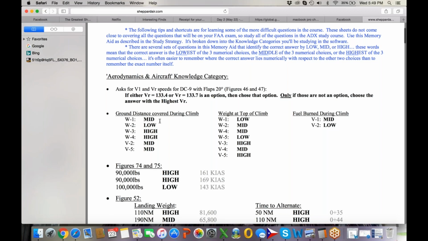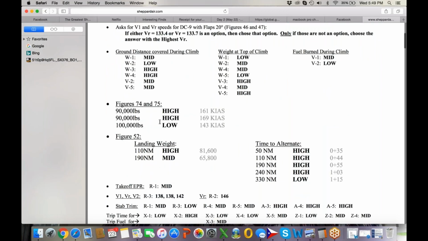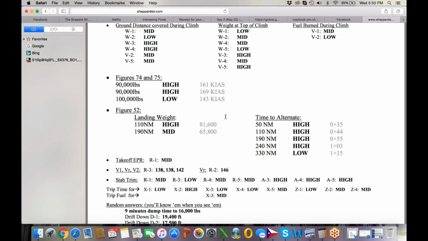Yeah, then like figures 74 and 75. So remember, this is the aerodynamics and aircraft section. So when you're in that section, and it's asking you about figures 74 and 75, and the pounds that it's telling you to use is 90,000 pounds, you choose the high, right? 90,000 pounds, the high. 100,000 pounds, low. And all the way down.